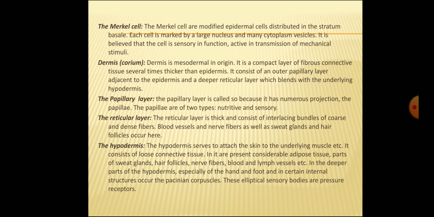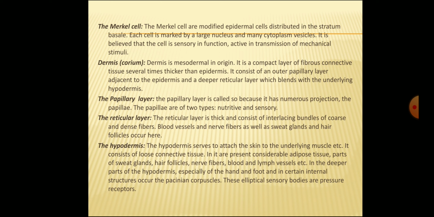The Merkel cells are modified epidermal cells distributed in the stratum basale. Each cell is marked by a large nucleus and many cytoplasmic vesicles containing neurotransmitters. The cell is bound to its neighbors with desmosomes. At its base, the Merkel cell is in synaptic contact with the expanded end of a nerve fiber. It is believed that the cell is sensory in function, active in transmission of mechanical stimuli.